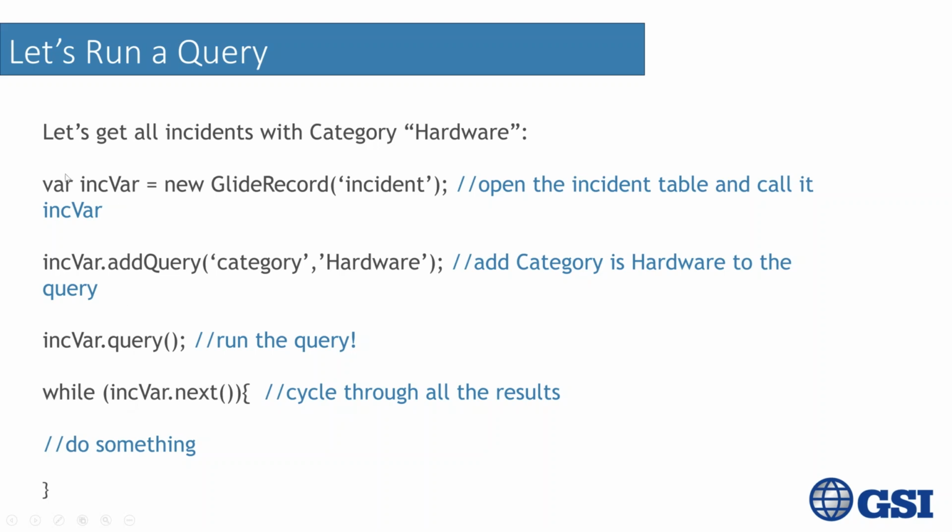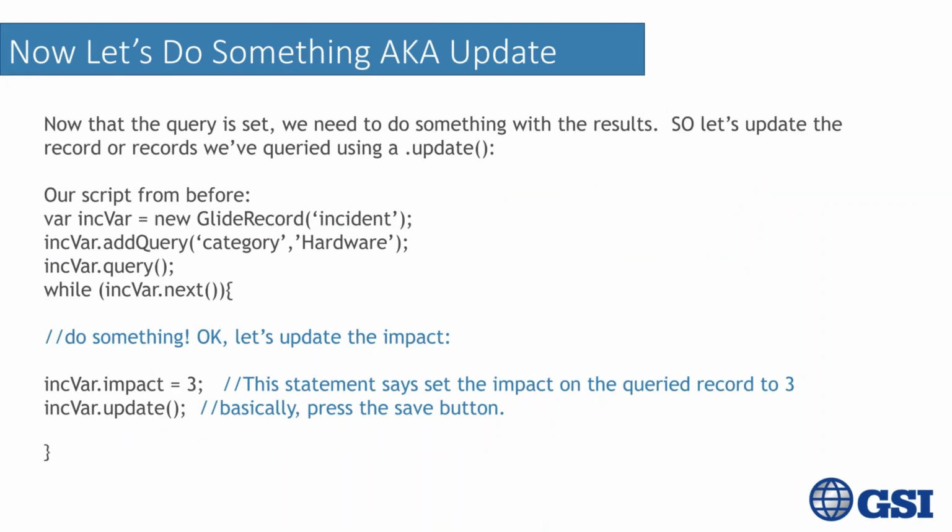So open the incident table, search for category hardware, run the query, and for every result, let's do something. All right, do something. Now let's do something. So generally the thing you want to do here is make an update, right? So we'll take our script from before here, right? We're opening up the incident table, category hardware, run the query, and for all of the results, let's do something.